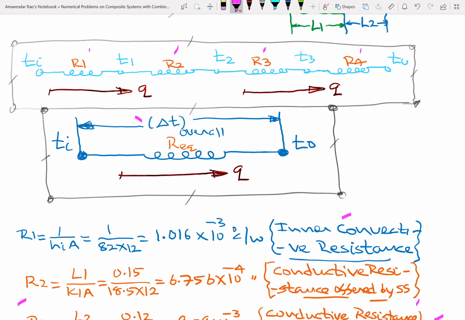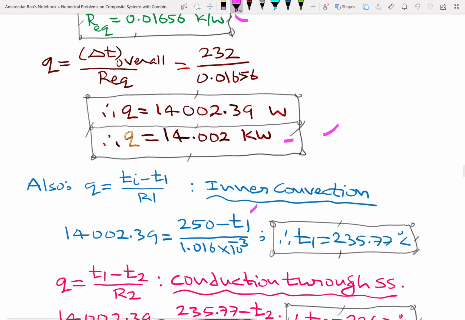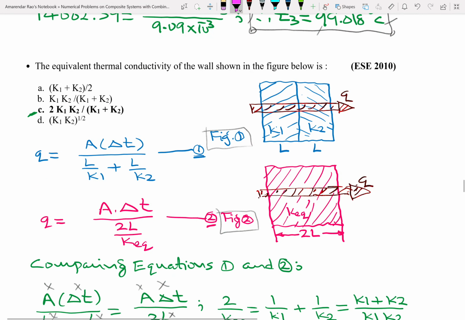You can see this Q is (Ti minus T1) by R1. You confine only to this, get T1. This Q should be (T1 minus T2) by R2, get T2. Like that you keep on traveling towards the right till you get the final surface temperature. These are some of the general problems, descriptive problems for which you have to spend some time. Now let us look at some MCQs, multiple choice questions. The equivalent thermal conductivity of the wall shown in the figure below appeared in ESE 2010.